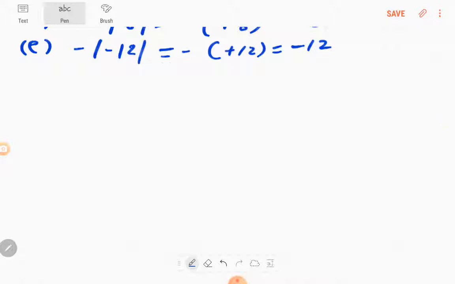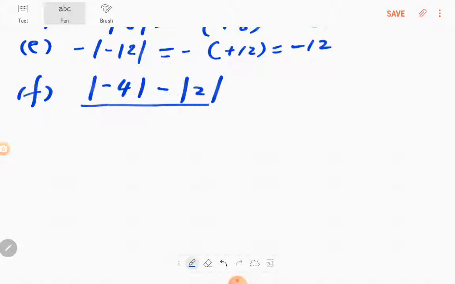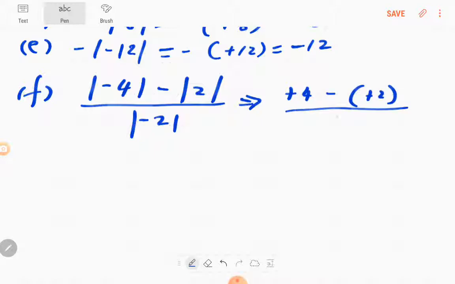All right, then let's look at, say, if we had it as a fraction and we wanted to simplify. So we have minus 4 minus absolute value of 2, all over absolute value of 2. So first, we'll handle the absolute values. So this just becomes plus 4, but then minus a plus 2 over plus 2. So this gives us 4 minus 2 over 2. So we get 2 over 2, which is equal to 1.